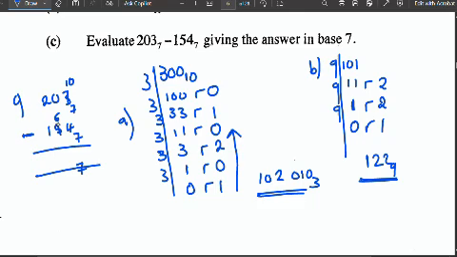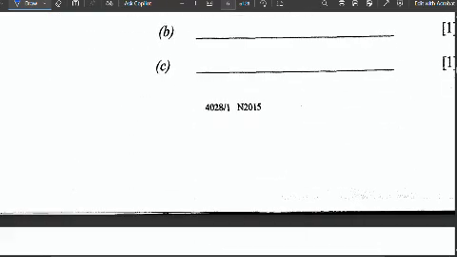Now 0 minus 6, it can't. You take your base, you add it here, you got 7. Once you do that, you add plus 1 to get 2. So now 10 minus 4, that's 6. 7 minus 6, that's 1. 2 minus 2 is 0. So our answer is 16 base 7. That's it. Our next question.